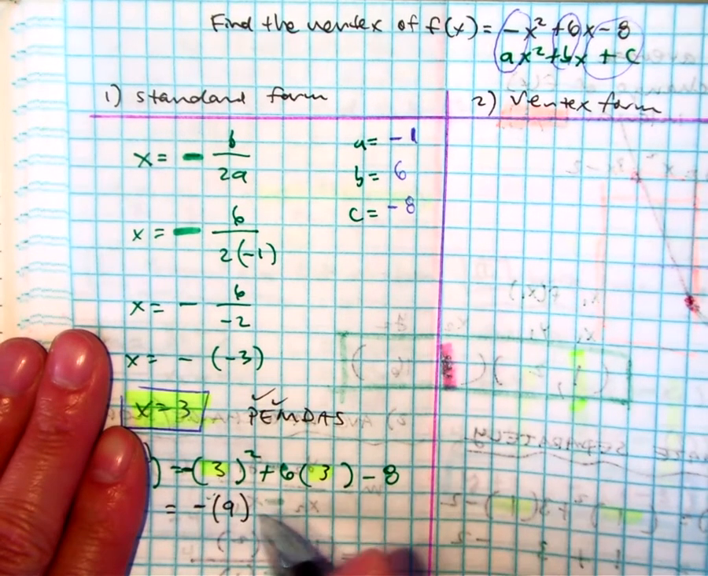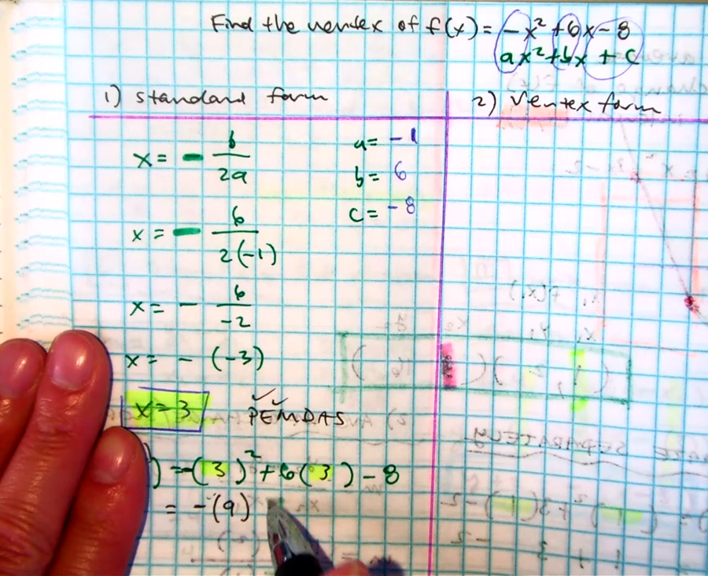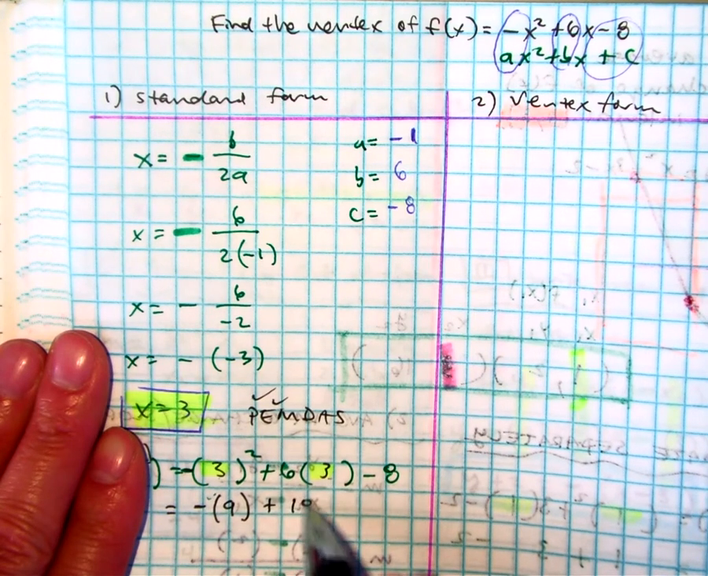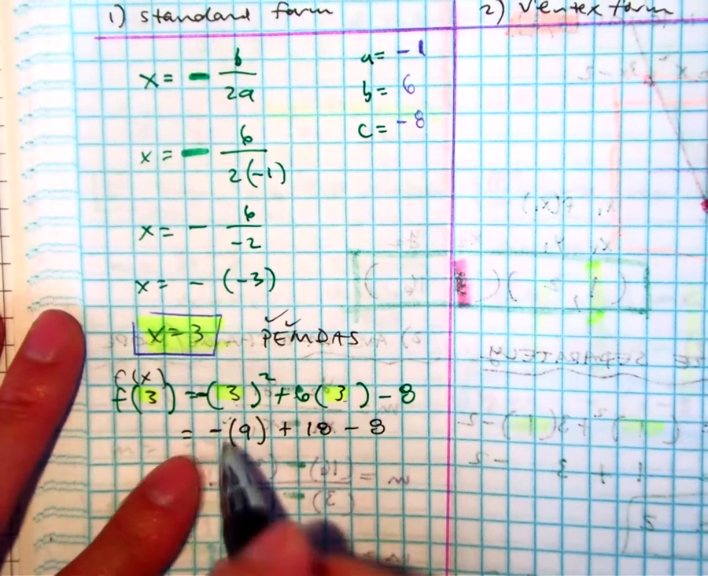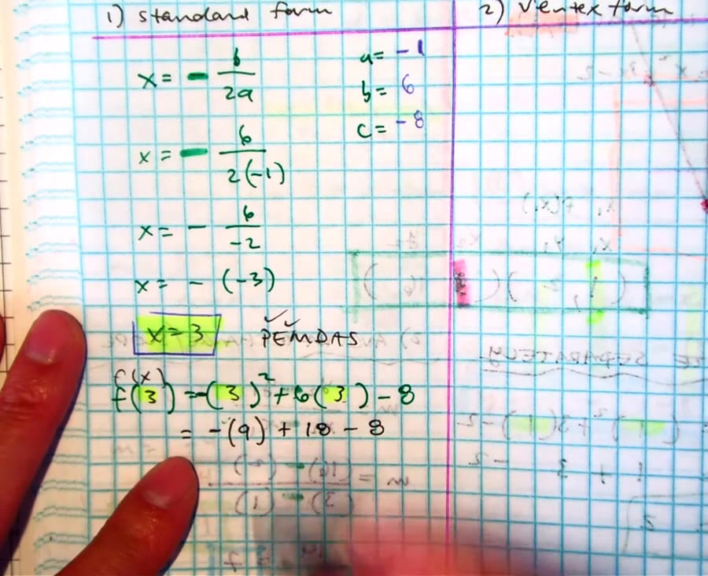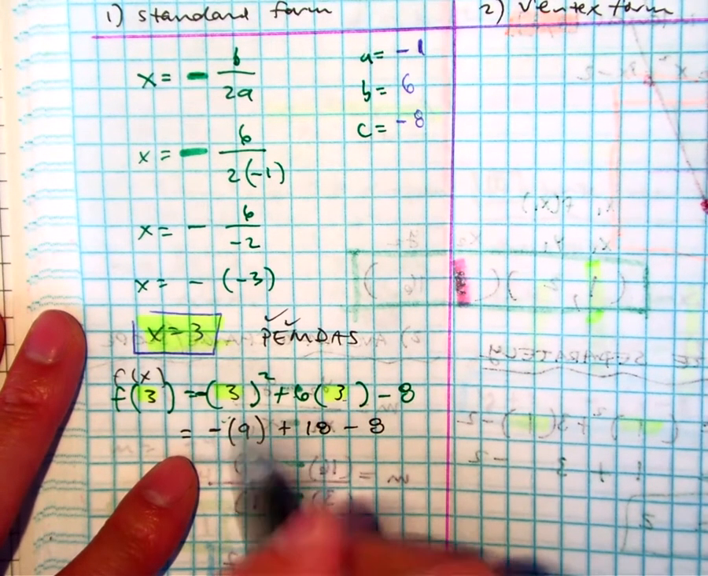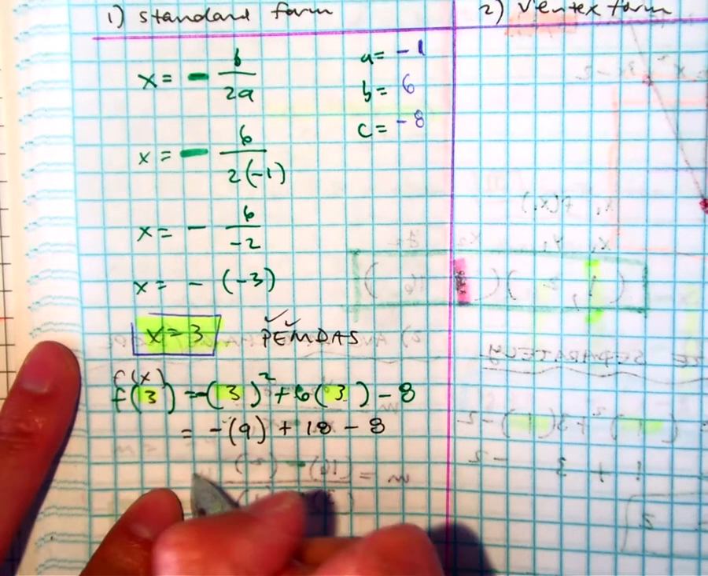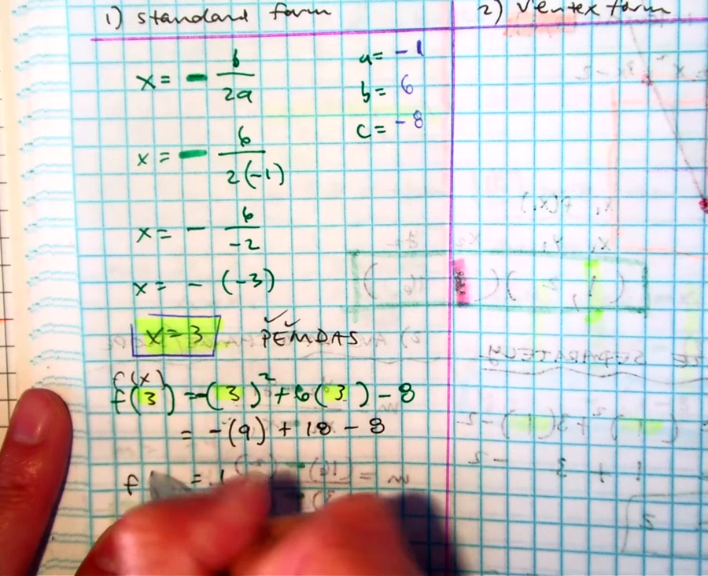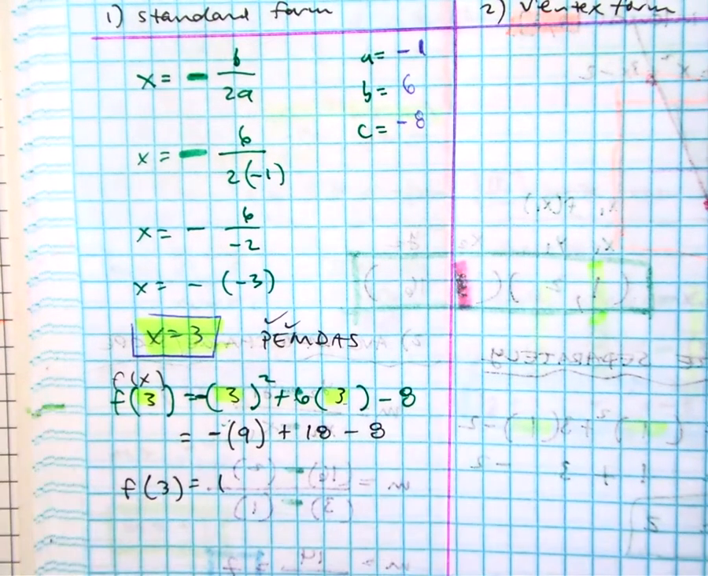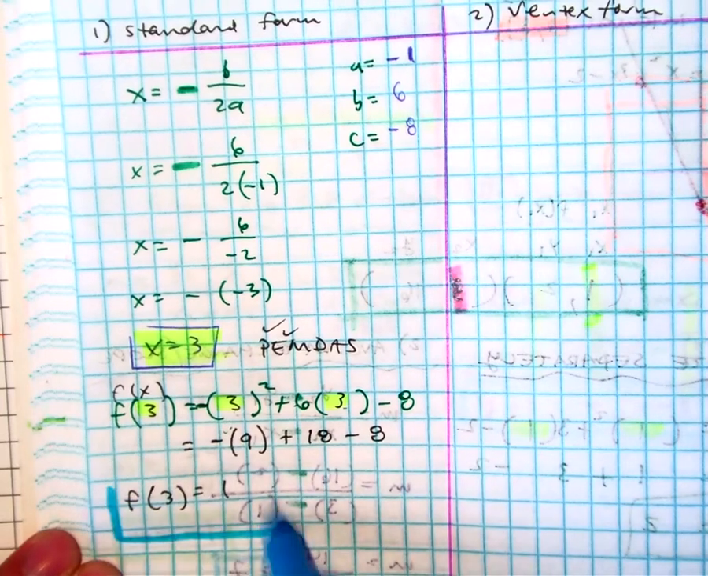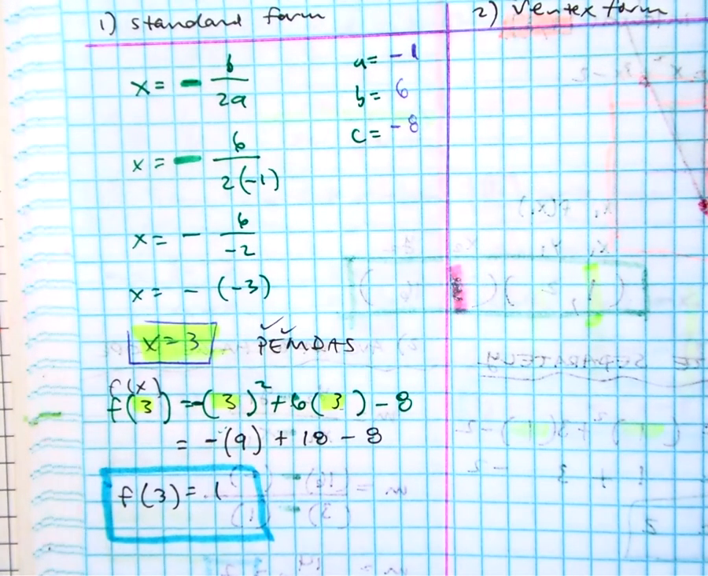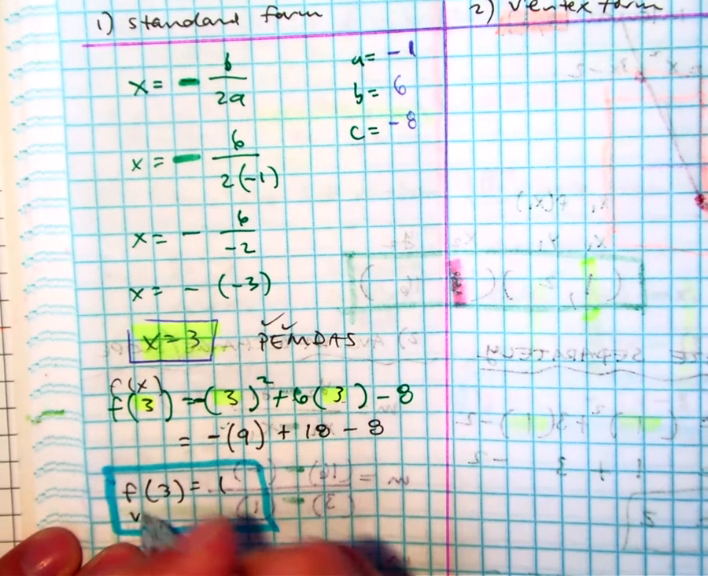So 3 squared is 9. 6 times 3 is 18, minus 8. So here I have negative 9 plus 18 is 9, and 9 minus 8 is 1. F of 3 equals 1. This is our vertex. Let's label that, vertex.